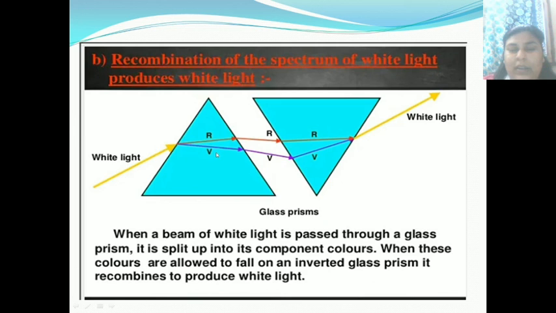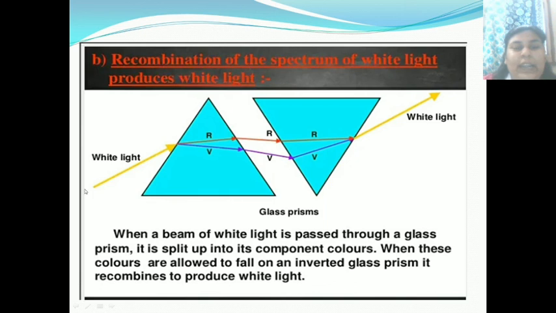We are putting, along with the earlier one, a second glass prism in an inverted position. At this point this is the base Q R F, this is the base, and at this point we are putting the prism with the vertex.